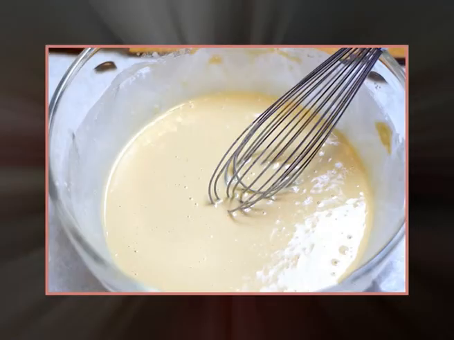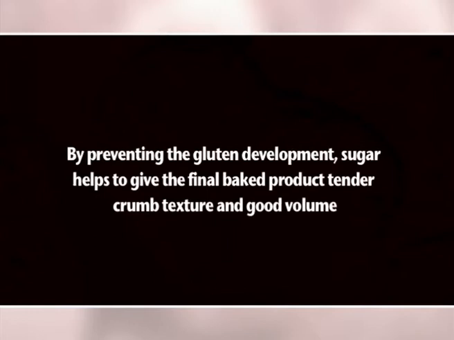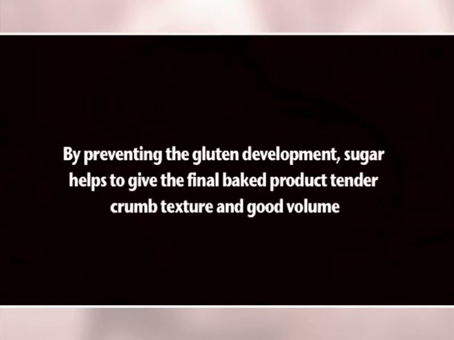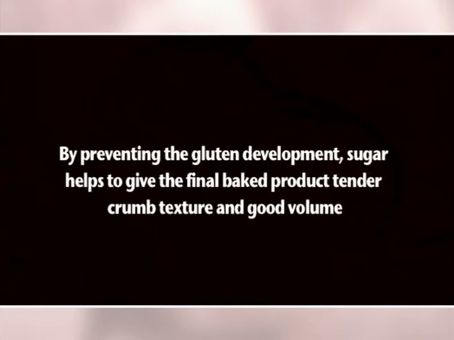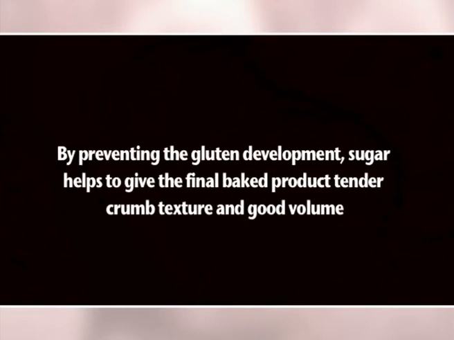With the correct proportion of sugar in the recipe, the gluten maintains optimum elasticity, which allows for gases to be held within the dough matrix. These gases from leavening agents, as mixing proceeds, expand and allow the batter or dough to rise. By preventing the gluten development, sugar helps to give the final baked product tender crumb texture and good volume.